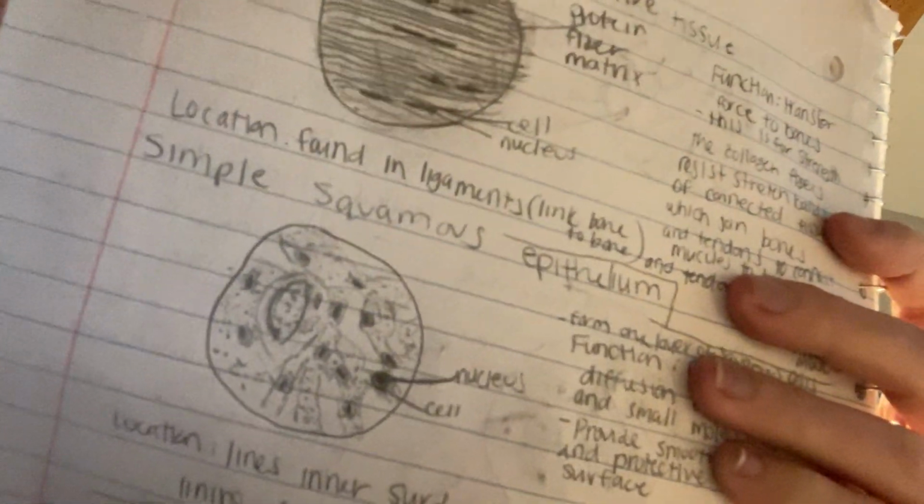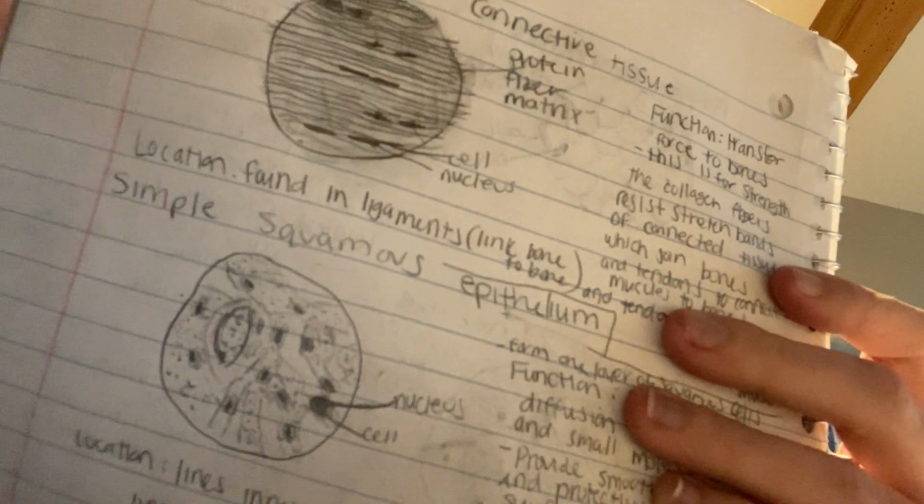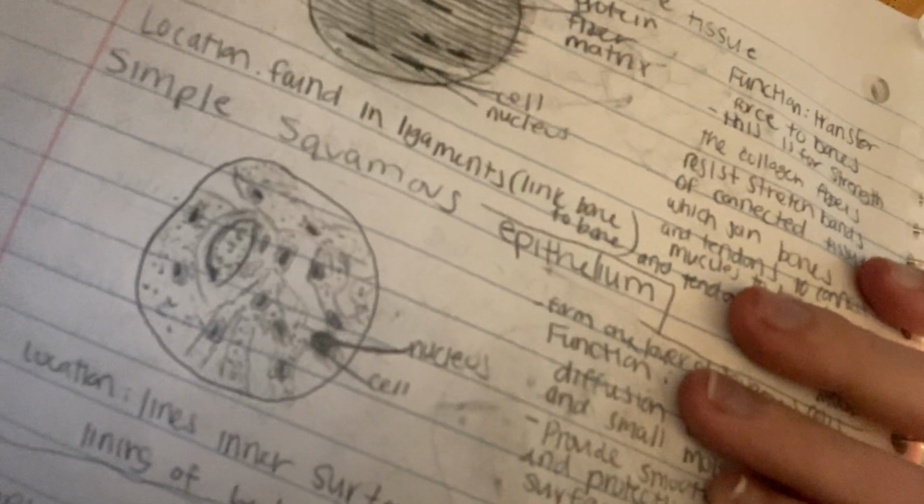Hi, so I'm going to be talking about the epithelial tissues now. So the first epithelial tissue that we'll be looking at is the simple squamous epithelium. And so here you can see that it's one single layer of squamous cells. And these squamous cells are fairly flat and pancake-like.